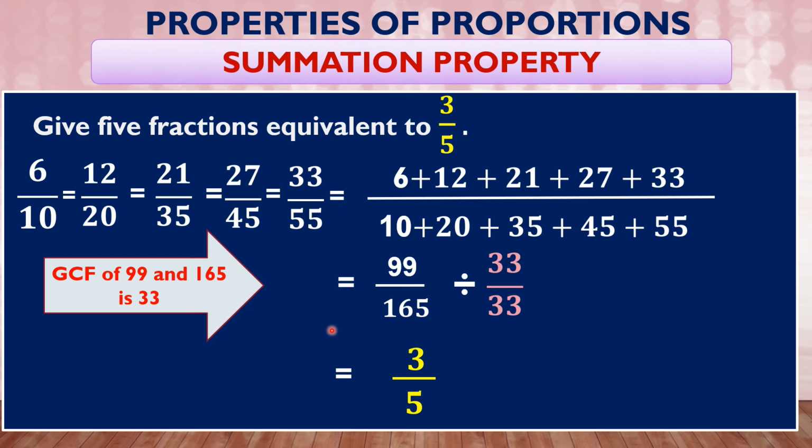Di ba? So, etong kanilang lowest term nung sum nung numerators at yung sum ng denominators, syempre fraction ng kakalabasan is 3/5. Ito yung tinatawag nating constant of proportionality, kasi ito yung lowest term nilang apat. So, that's what we call the summation property of proportion.